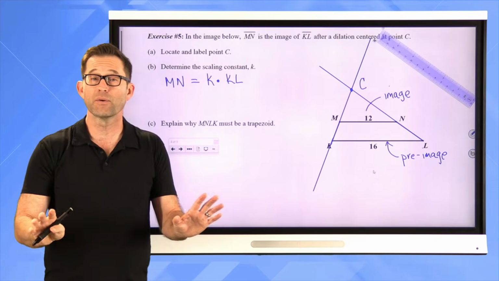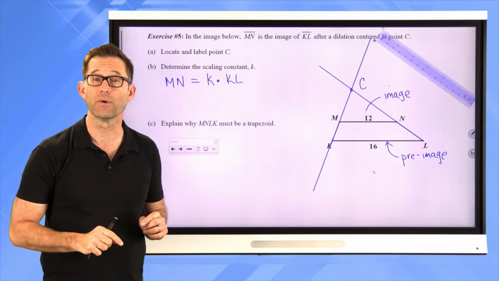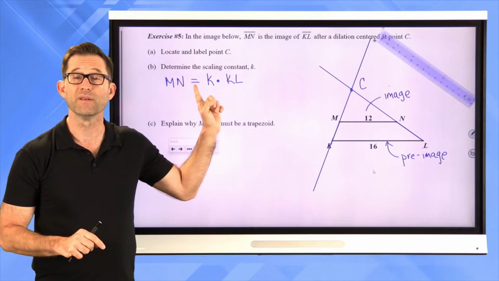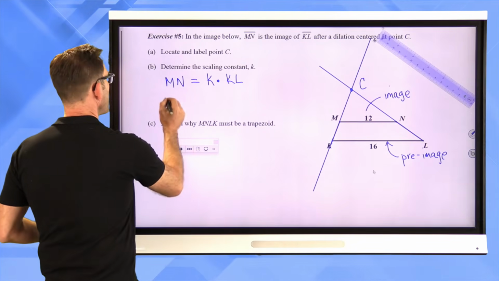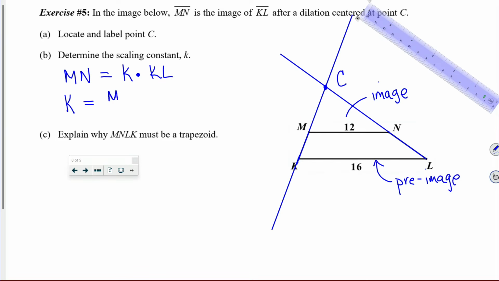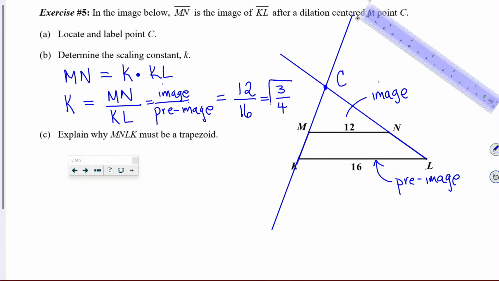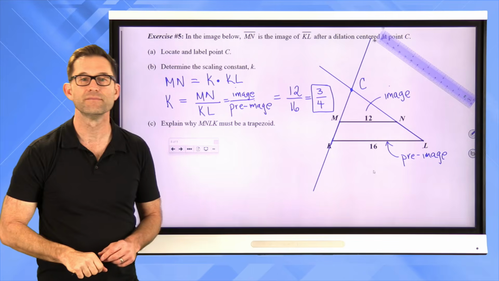So that's always true. That was one of those fundamental pieces that we just saw. The length of the image segment is equal to K times the length of the pre-image segment. Well, that means that K is just going to be the length of the image segment divided by the length of the pre-image, the image divided by pre-image. In this case, the image segment has a length of 12 and the pre-image segment has a length of 16, and I can reduce that down to a K value of 3/4.